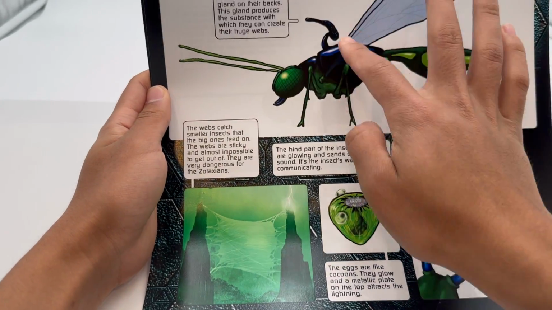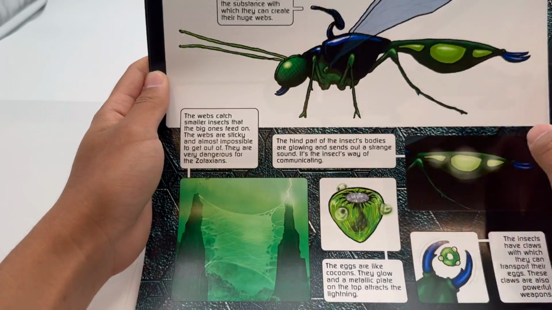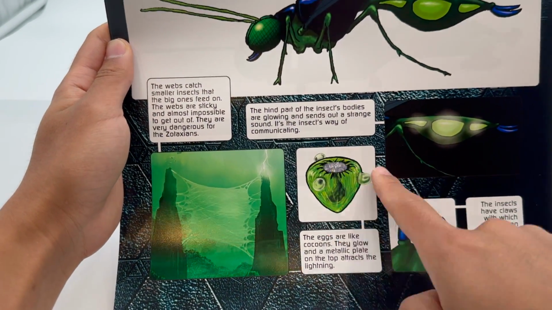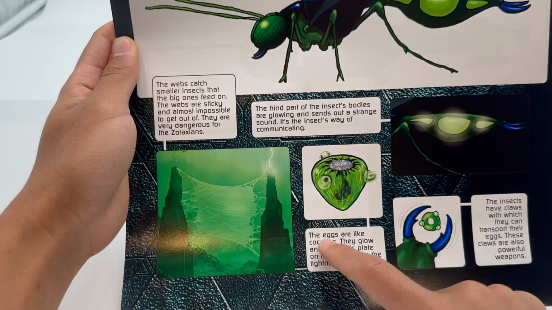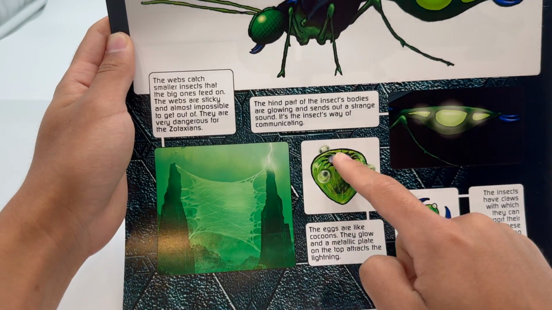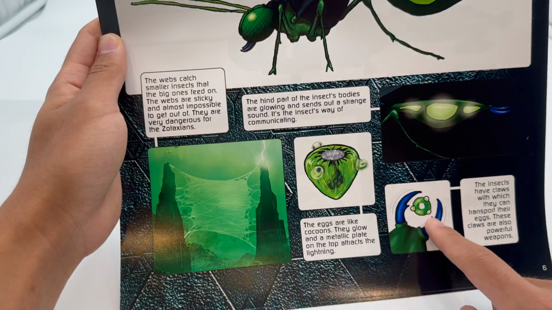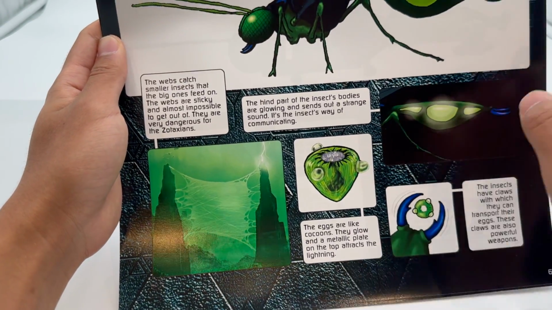The gland is where they produce the big webs, and these are all kind of just hand-drawn by Faber, so that's super interesting to see. And that's what the eggs look like, which obviously are meant to reference the crystals that were prevalent throughout the LEGO Insectoids theme. And they're like cocoons, they glow, and there's a metallic plate on the top to attach lightning, and they even have claws to transport the eggs. They also act as powerful weapons. They communicate by glowing on the back here.